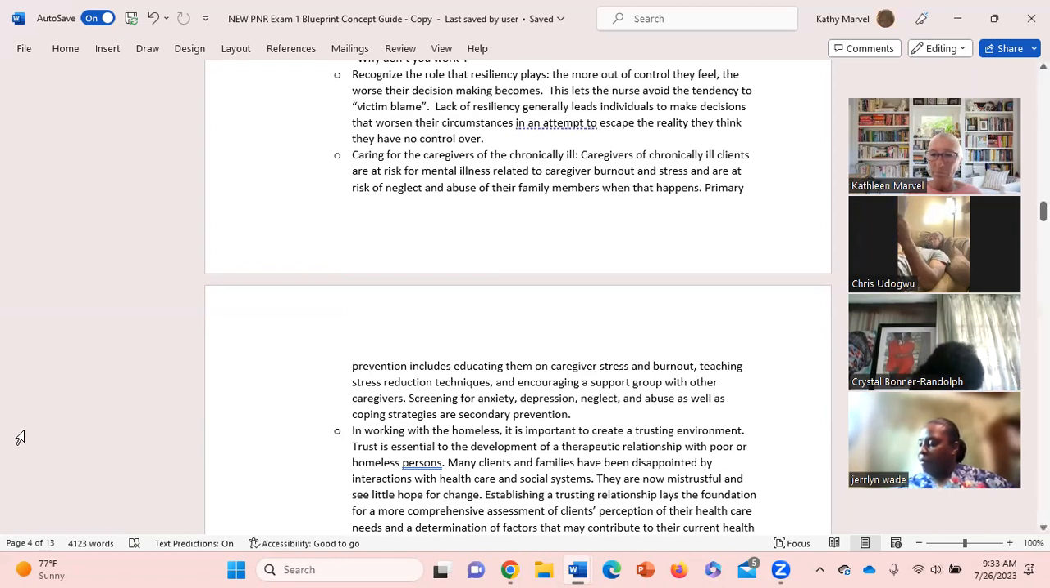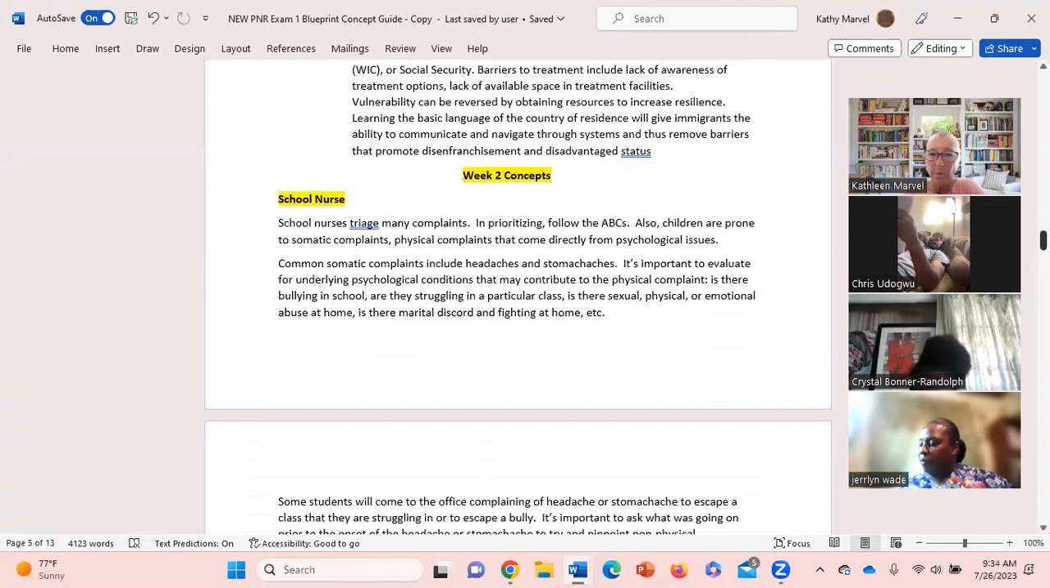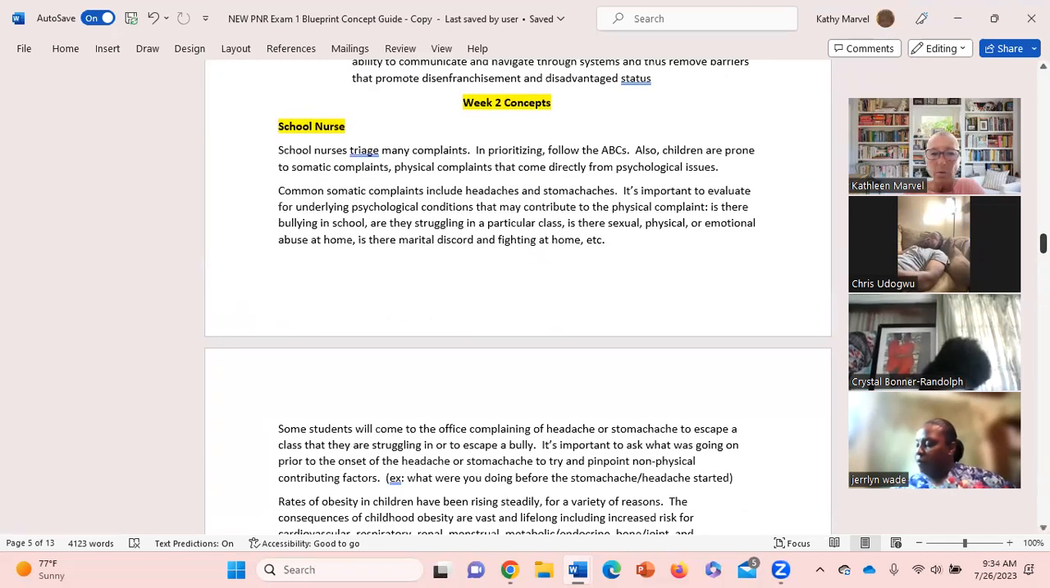Okay, next is working with the homeless. Again, creating a trusting environment. Trust is essential for the development of a therapeutic relationship. They're very mistrustful of healthcare workers. So you can read through the section on homelessness. We know that homelessness is correlated with poor health outcomes. That paragraph describes that.